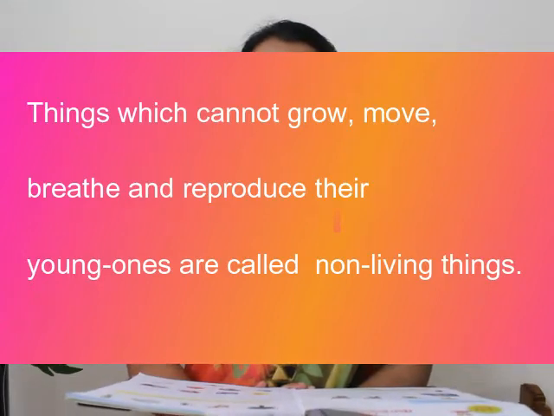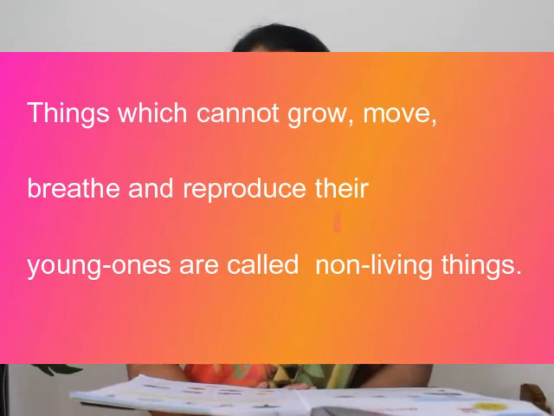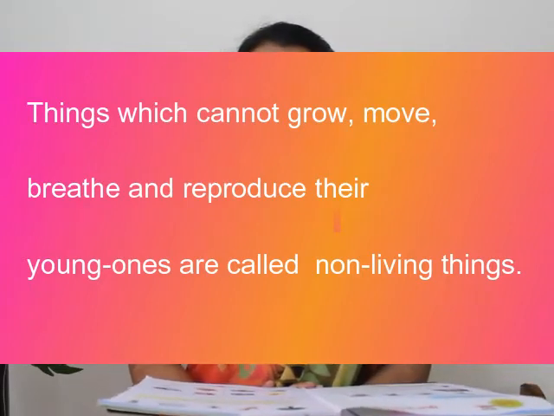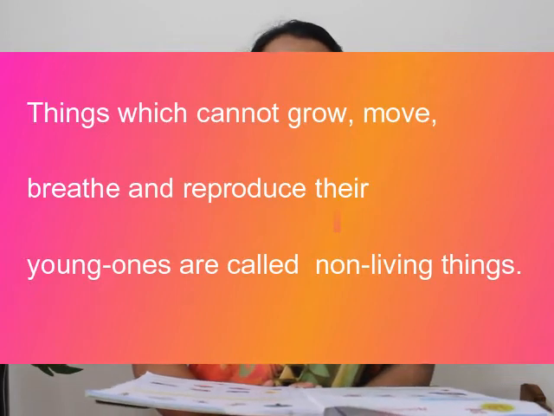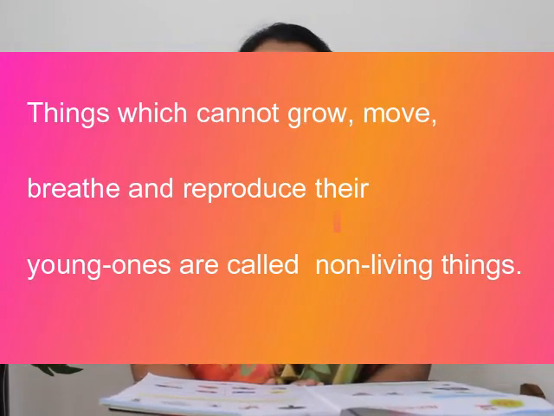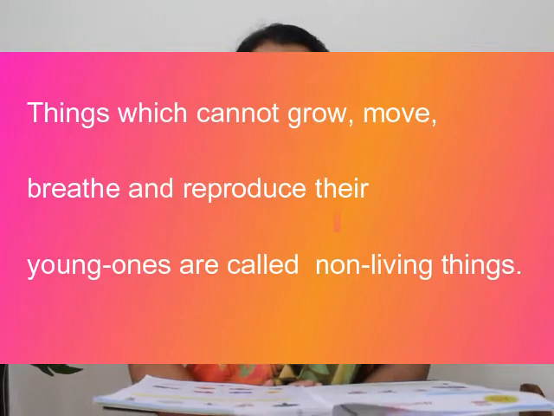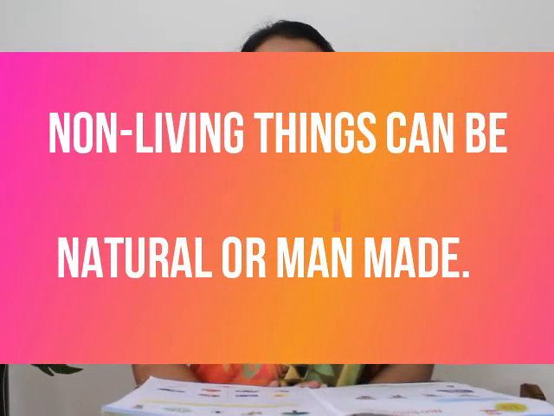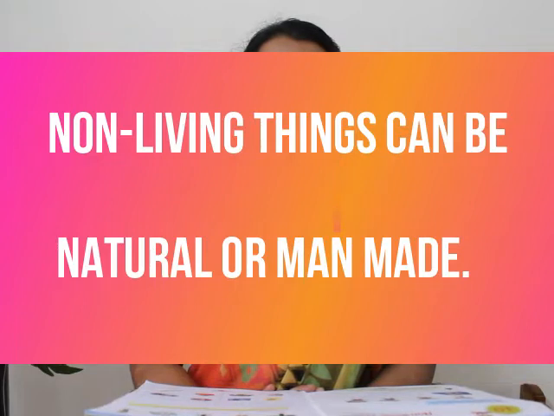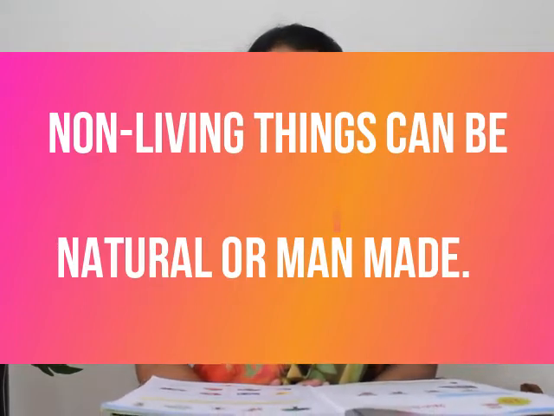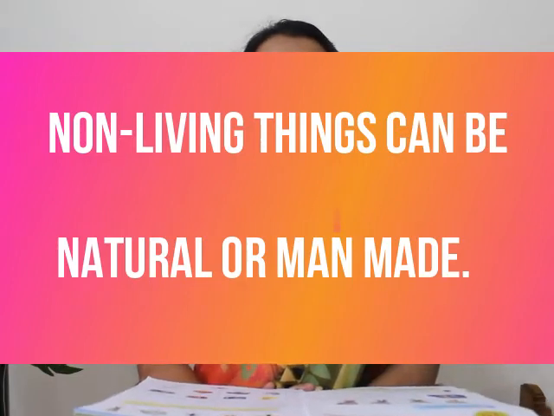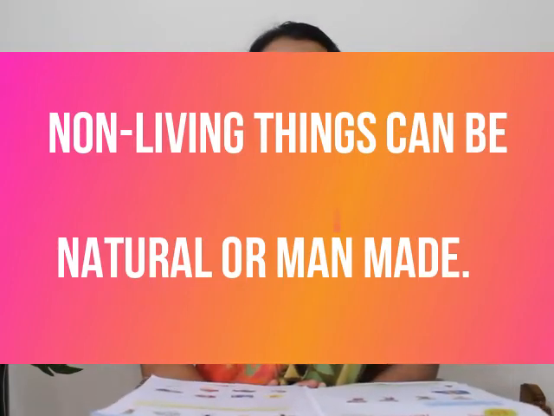Things which cannot grow, move, breathe and reproduce their young ones are called non-living things. Non-living things can be natural or man-made. I'll repeat it once again. Non-living things can be natural or man-made.